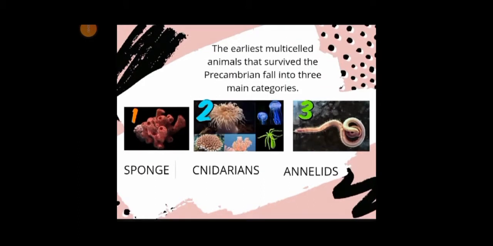Next, the earliest multicelled animals that survived the Precambrian fall into three main categories. First, sponges. Lacking organs or a nervous system, they live by drawing water through their bodies and filtering out food particles. Second, cnidarians, which included sea anemones, corals, and jellyfish, had sac-like bodies and a simple digestive system with a mouth but no anus. Third, annelids, or segmented worms, had fluid-filled body cavities and breathed through their skin.